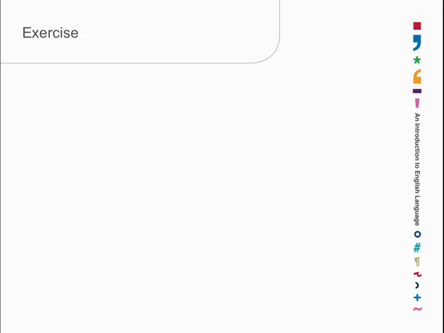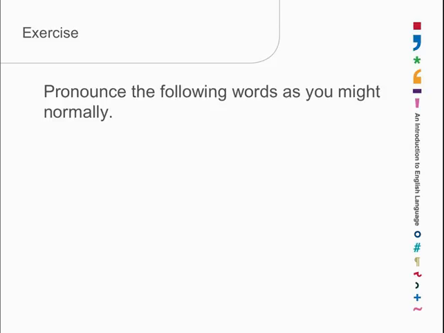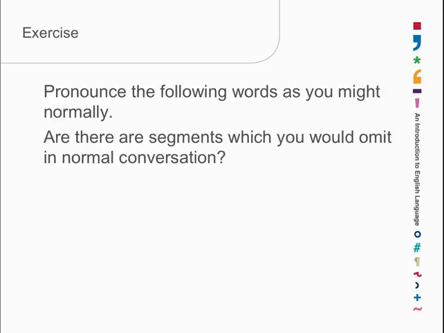Well, let's have a look at another situation. It's a situation we've already met when we were looking at spelling. Are there segments which you would normally omit? Who says handsome? We don't actually say that normally. We say handsome. The D disappears. We say windmill. We don't usually say windmill. We can, but we don't.